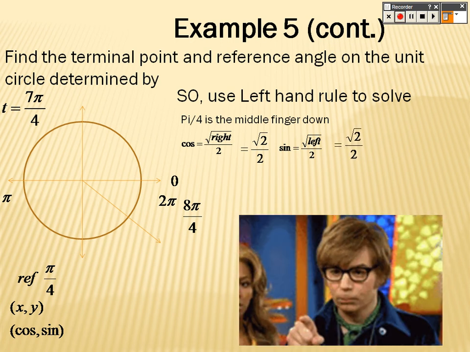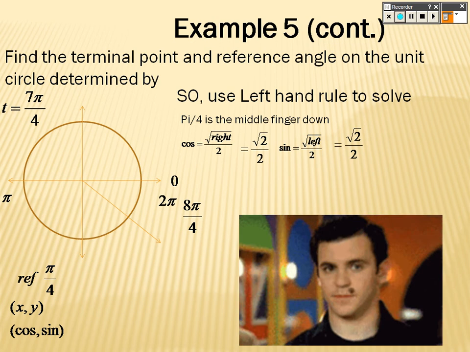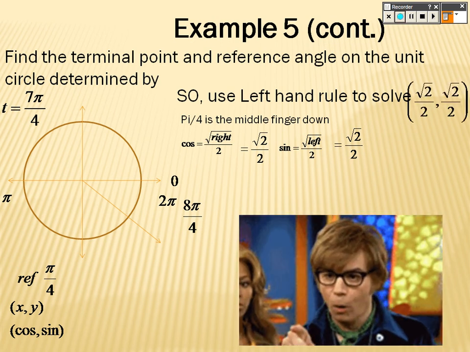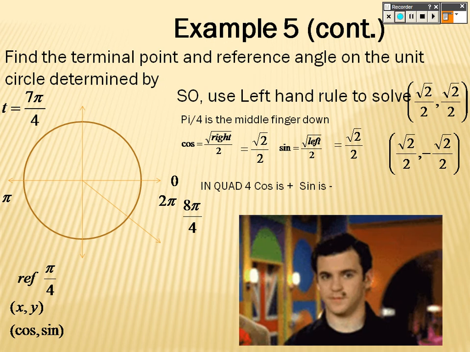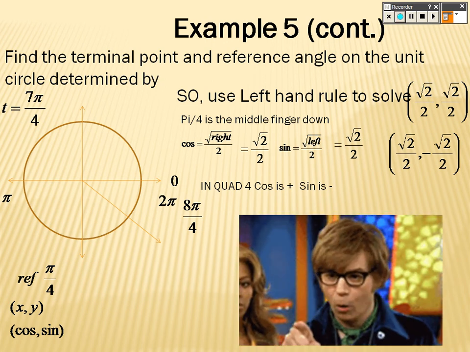In that quadrant, all students take calculus C, meaning cosine is positive, and it is, and sine is negative. And there would be your final answer, root 2 over 2, negative root 2 over 2.